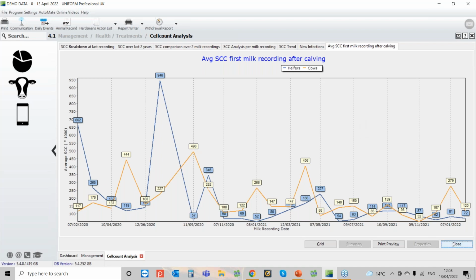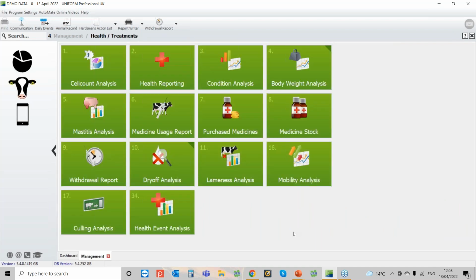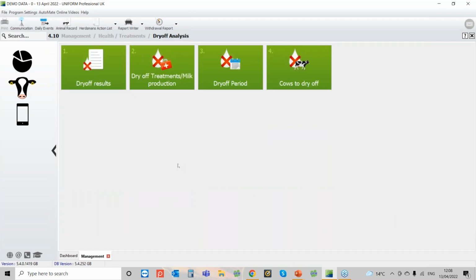Yep, so if we close that, all that information I just showed you was in cell count analysis. But if we now go across and have a look at dry off analysis, okay, we'll have a look at the dry off results.